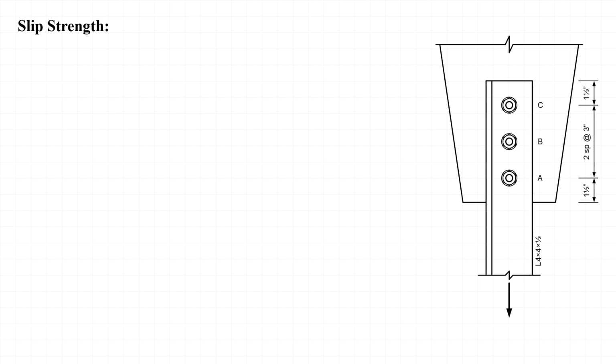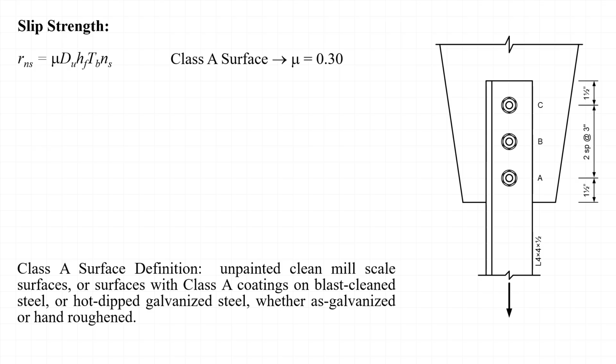Next, we'll examine the slip resistance of the connection. The slip strength of a bolt is calculated using this equation, where the nominal resistance is equal to mu times D sub u times h sub f times T sub b times n sub s. Mu is the coefficient of friction of the surfaces in contact. We'll assume that the faying surfaces of the connection meet the definition of Class A, which in the 2022 edition of the AISC specification is defined as unpainted clean mill-scale surfaces, or surfaces with Class A coatings on blast clean steel or hot dipped galvanized steel, whether as galvanized or hand roughened.